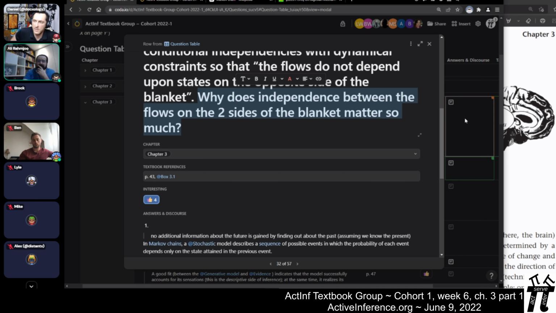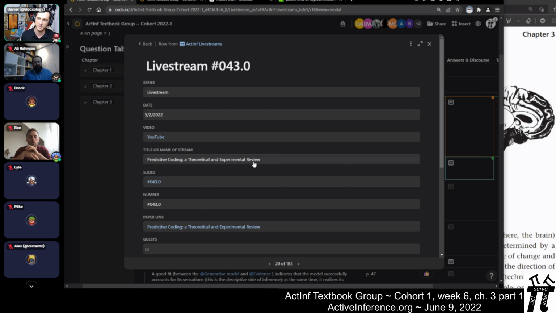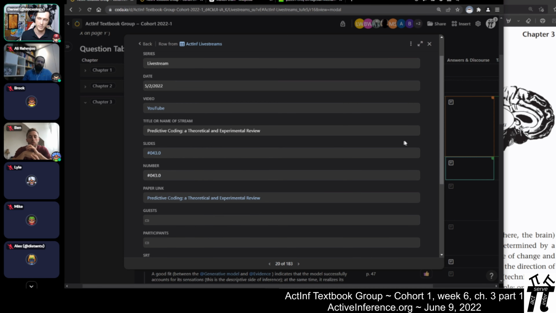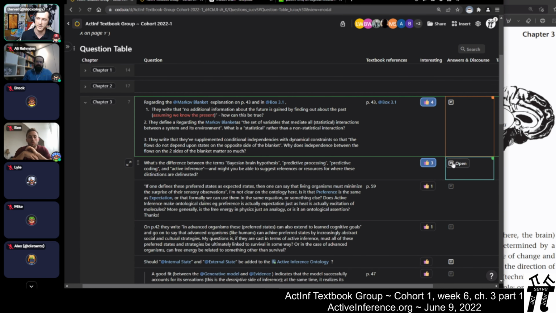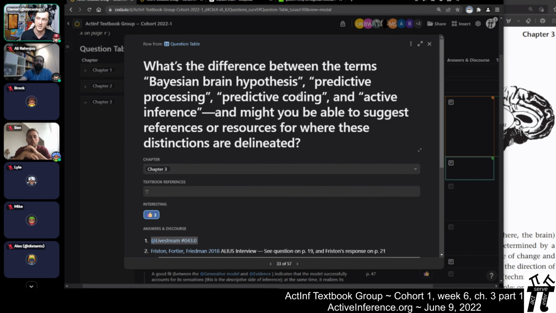The Bayesian brain hypothesis was also touched on, and we connected this to active inference. 43.0 is a long technical review paper, but we have 3 discussions on it. Predictive coding, a theoretical and experimental review. A recent paper, and a very good source for predictive processing and coding.